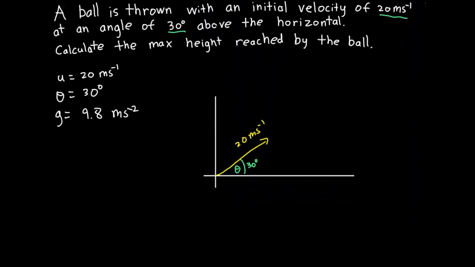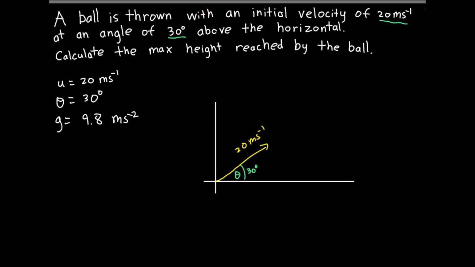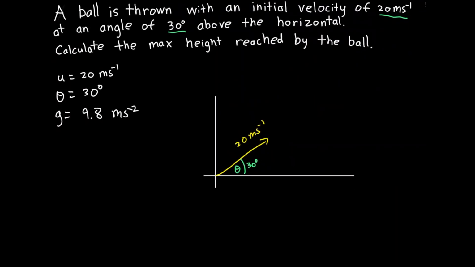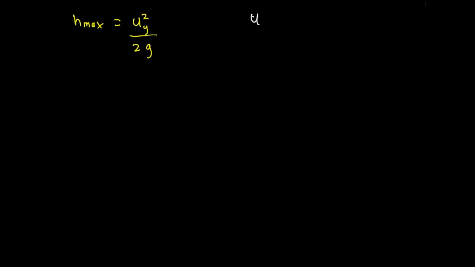Now, in a previous video, we proved the equation for maximum height of an object undergoing projectile motion. And this is h max, or the maximum height, is equal to the initial velocity in the y direction squared over 2g. Now what we have is just the initial velocity, not in the y direction. So we must resolve the vector component for the y direction.